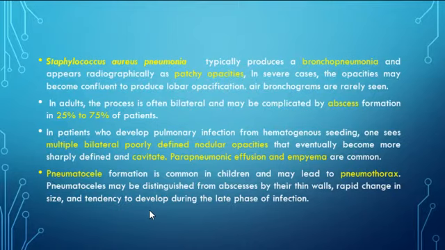In patients who develop pulmonary infection from hematogenous seeding, multiple bilateral poorly defined nodular opacities can be seen with cavitation. Parapneumonic effusion and empyema are common. Pneumatocele formation is common in children and may lead to pneumothorax. Pneumatoceles may be distinguished from abscess by their thin walls, rapid change in size, and tendency to develop during the late phase of infection.